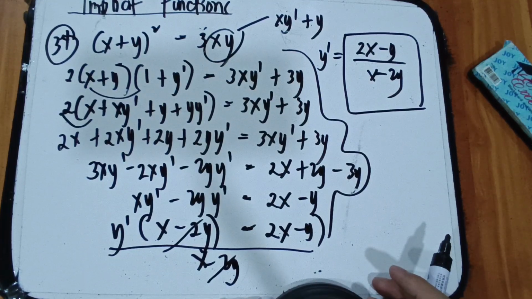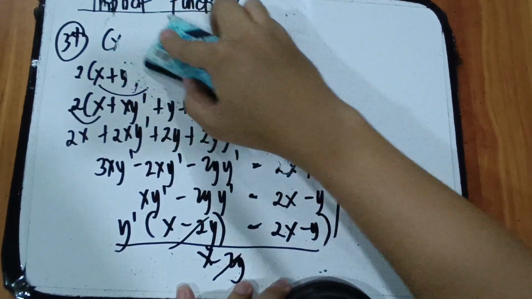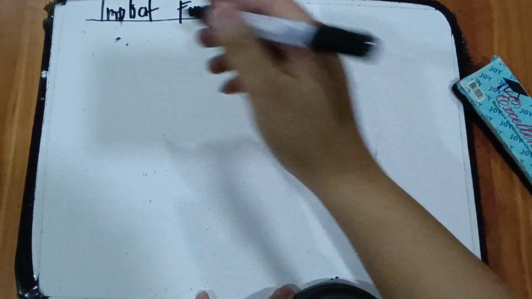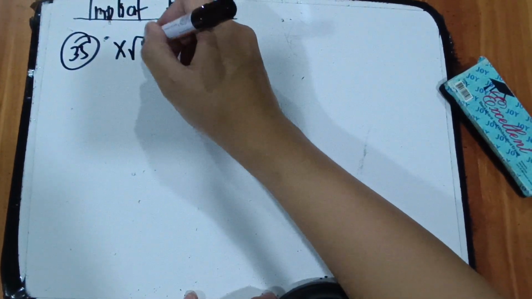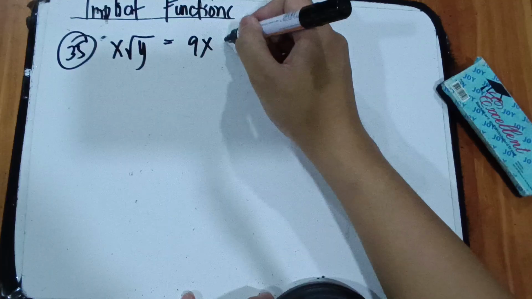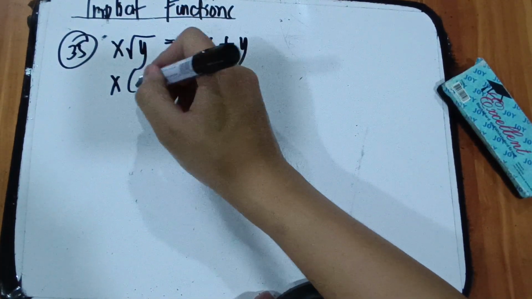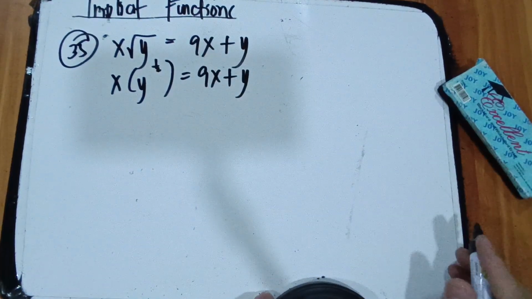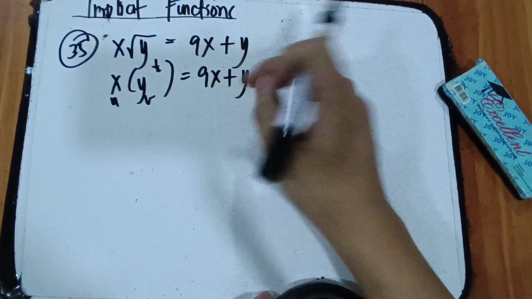Number 34. 35 tayo. X square root of y is equal to 9x plus y. So, expand natin to guys, yung y, para mas madali. Then, ito, product rule, u and v. Tapos itong dalawa, simple derivative to.